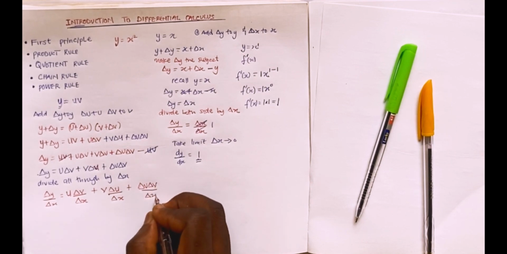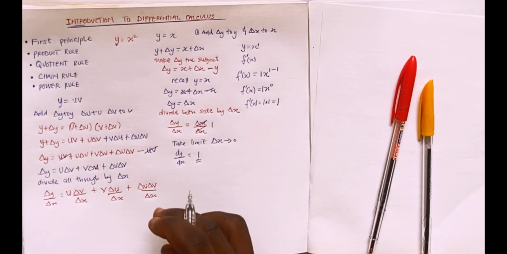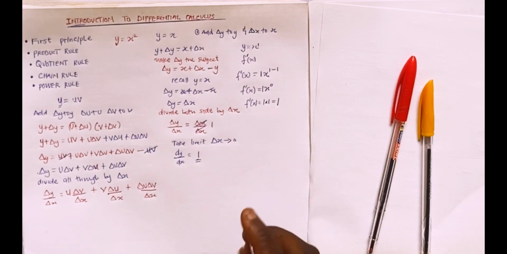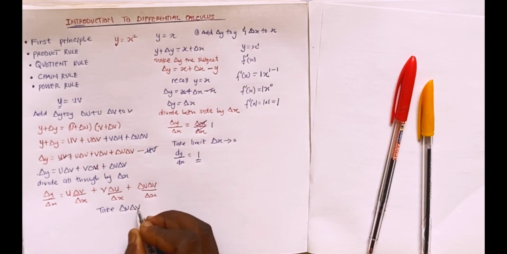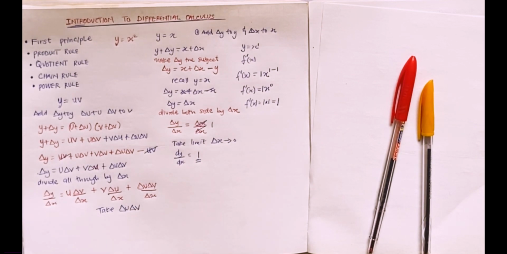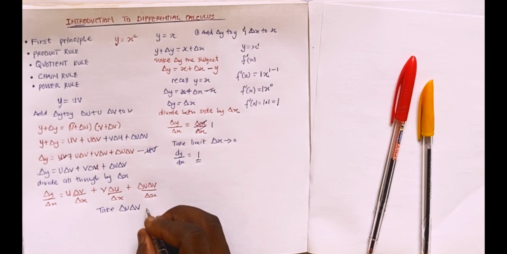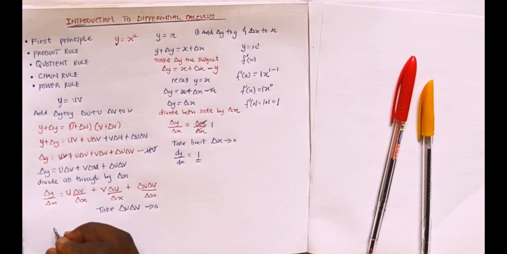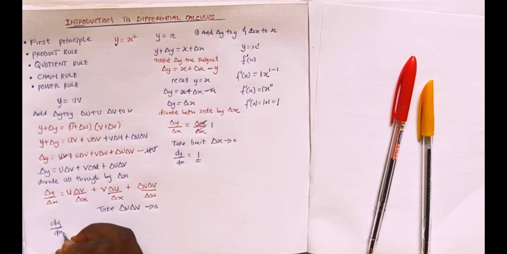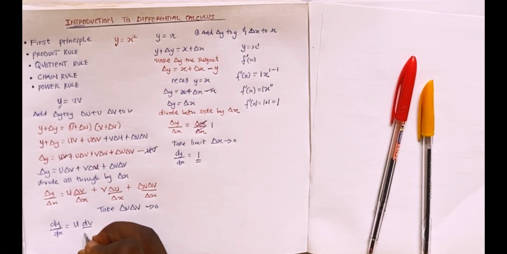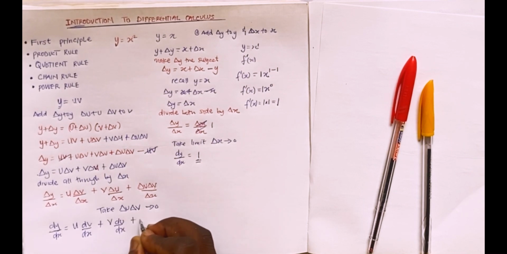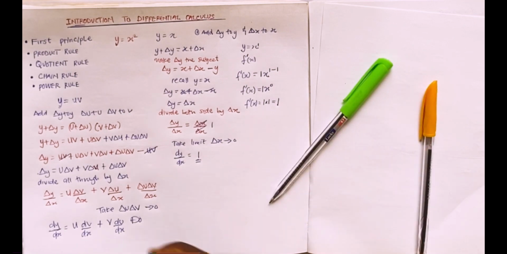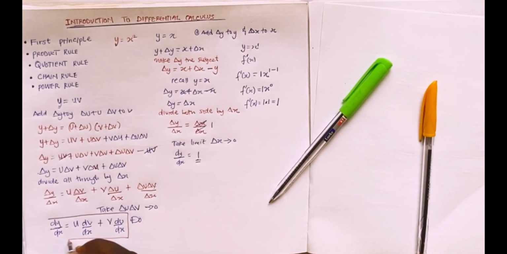And the general rule is that whenever you have two or more independent variables left here, you are going to take them to 0. So here I'm going to take small increments of the independent variable, Δu and Δv, tending to 0. I'm going to take both of them to 0 now. I'm going to have dy/dx equals u dv/dx plus v du/dx, then plus 0. That means that's all, right? So this is the general formula for the product rule.